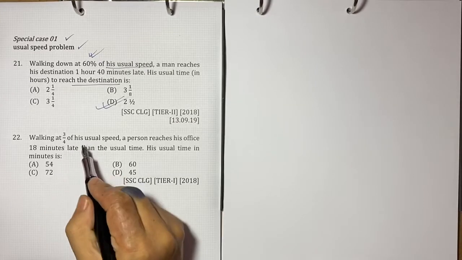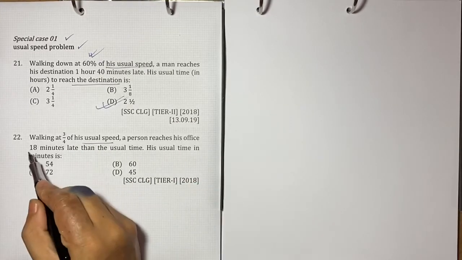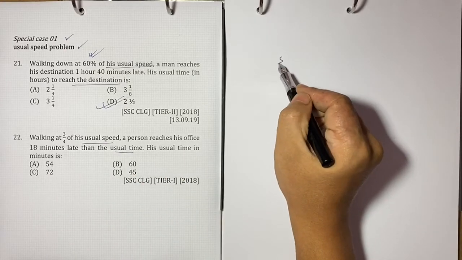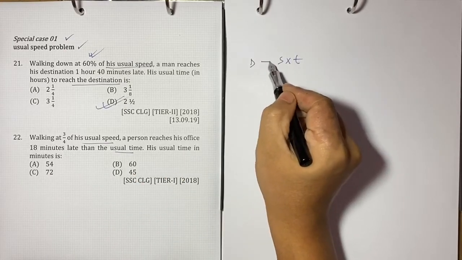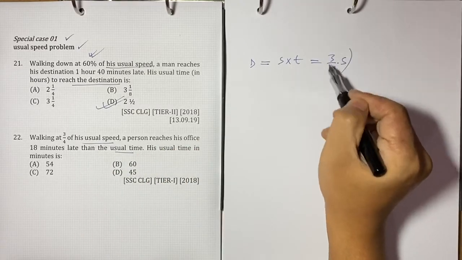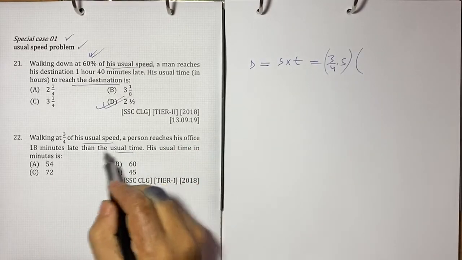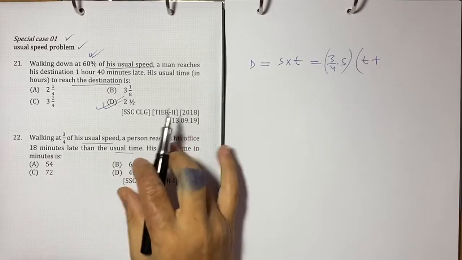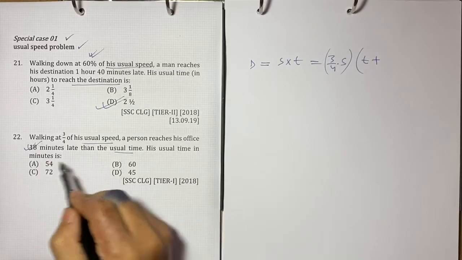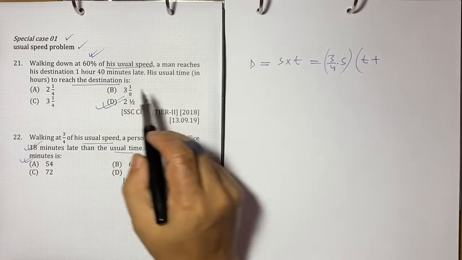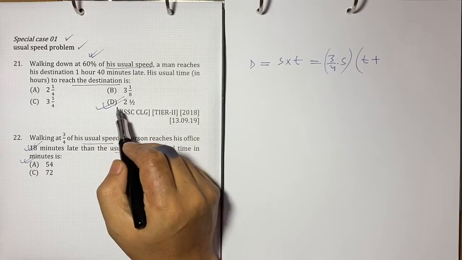Walking at 3/4 of his usual speed, a person reaches the office 18 minutes later than usual. Find his usual time. Usual speed into usual time equals distance. Here the speed is 3/4 of the usual speed, and the time is 18 minutes late. We need to convert the minutes to hours.